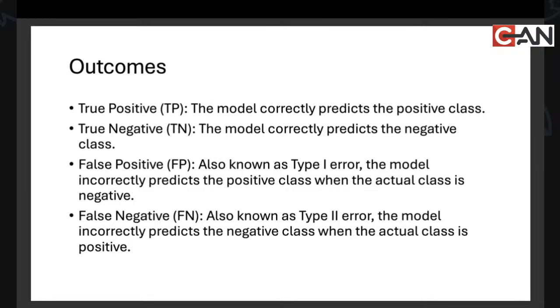A false positive, you might also hear this referred to as a type 1 error, is when the model incorrectly predicts the positive class, but the actual class is negative. And a false negative, on the other hand, is an incorrect prediction of the negative class. It incorrectly predicts that it is, in fact, a negative instance, but it was not. And so that is sometimes referred to as a type 2 error.